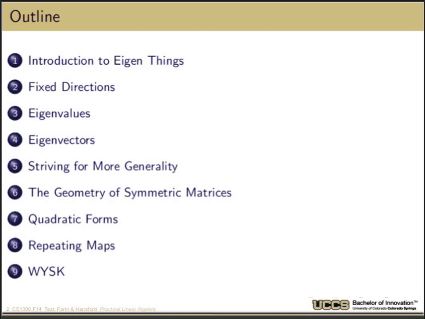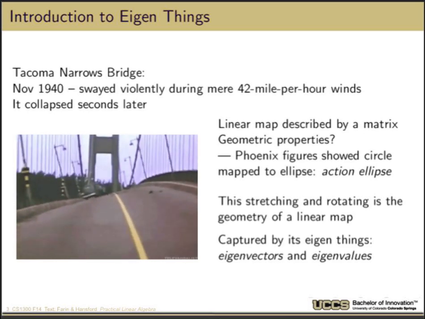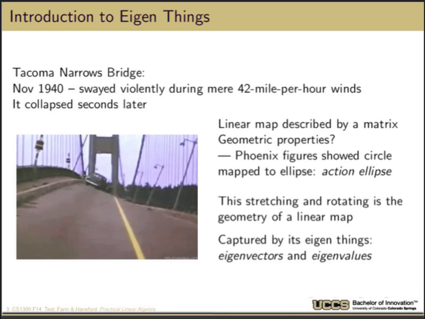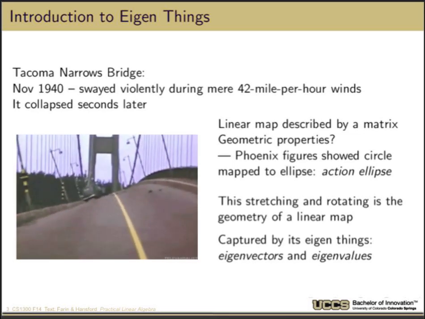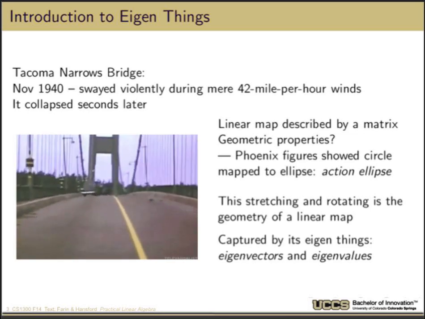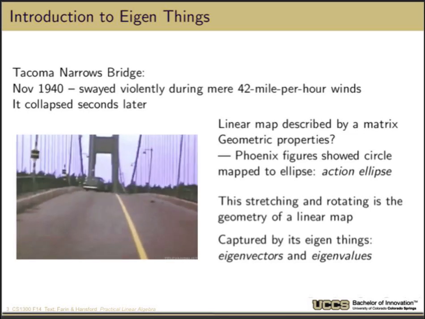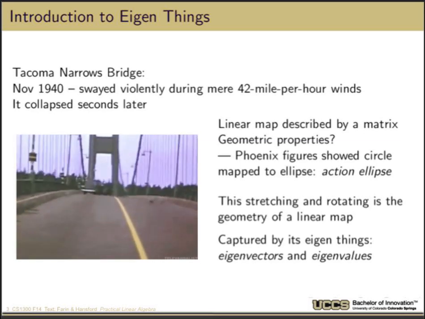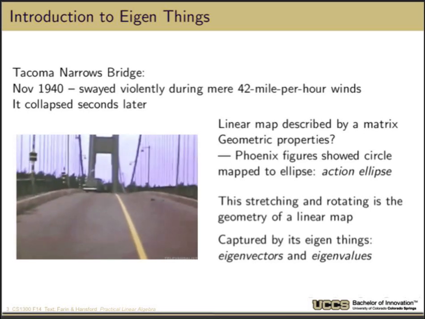So first, to start with a sort of realistic or physical example. This is a video you may have seen bits and pieces of. This is the Tacoma Narrows Bridge, which in 1940 swayed violently during only 42-mile-an-hour winds, and this bridge later collapsed. And we're going to talk about this and see how some of this is related to eigenvalues and fixed directions and math that can be used to design safer and better bridges today.